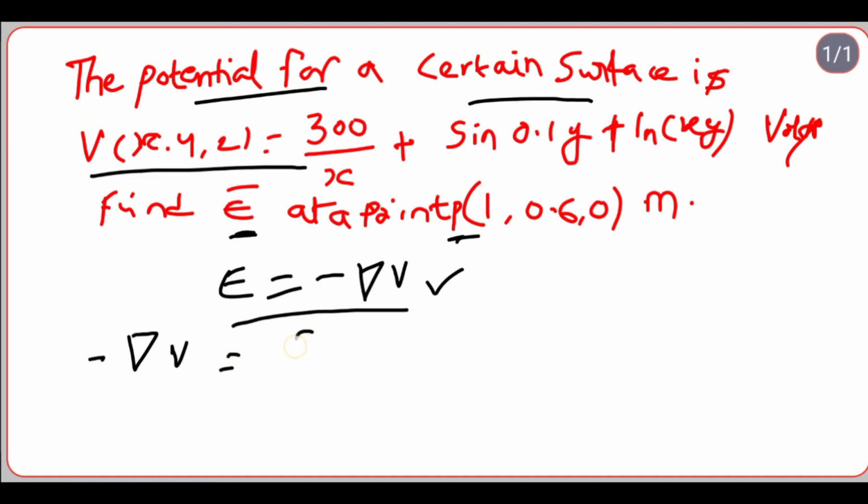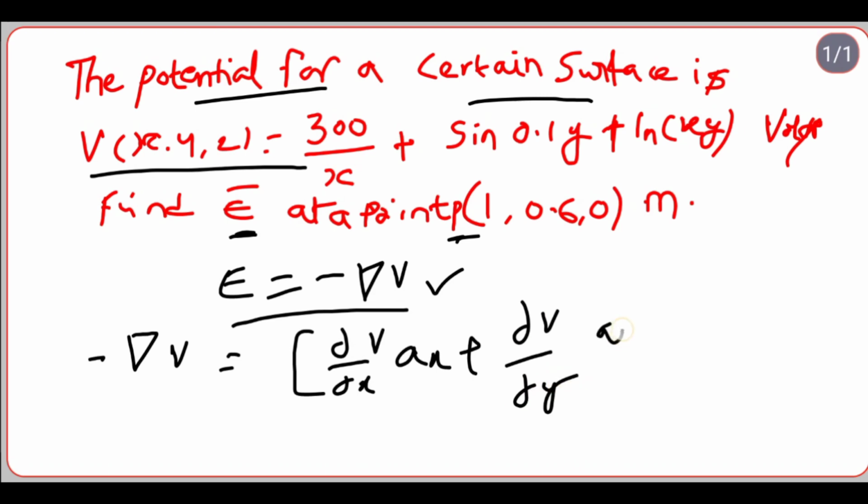dou by dou x of ax plus dou by dou y of ay. For any vector, it is dou V by dou x ax plus dou V by dou y ay plus dou V by dou z az, where a is a unit vector. This formula we are applying. The vector operator del may be written as dou by dou x plus dou by dou y plus dou by dou z.